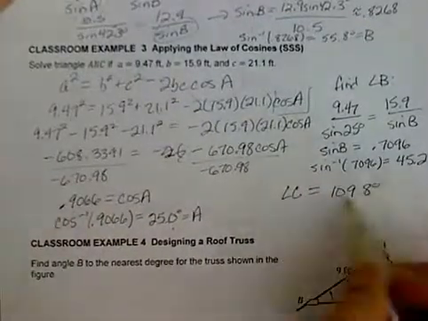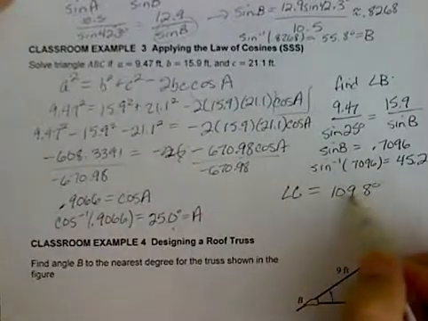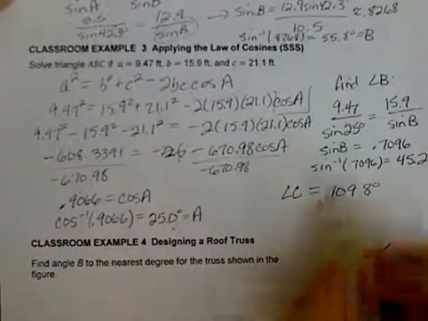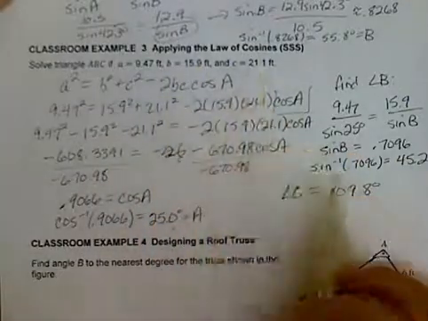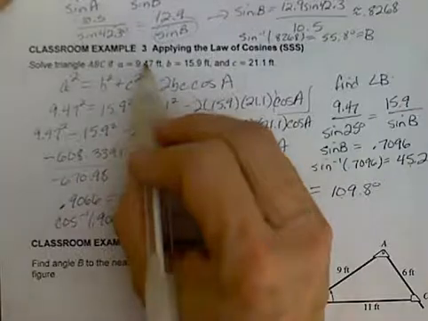That's an obtuse angle. This is the largest angle, so it should be across from the longest side. If I look at my three sides, side C was the longest one. My smallest angle was A, and my shortest side was A.